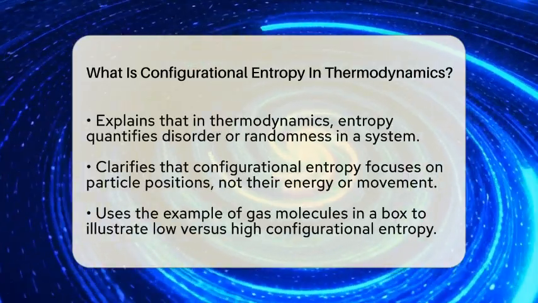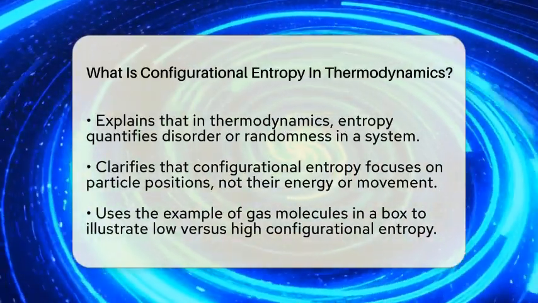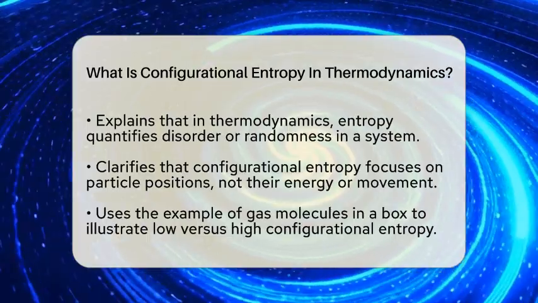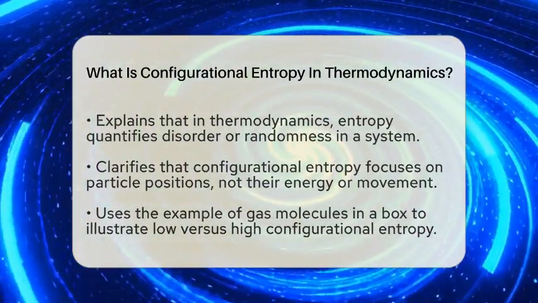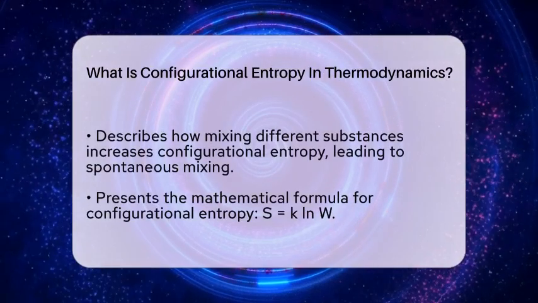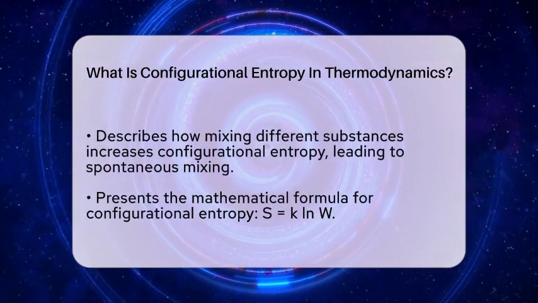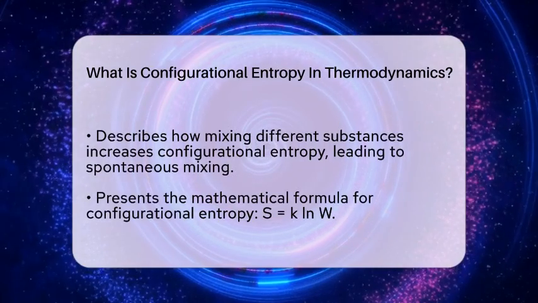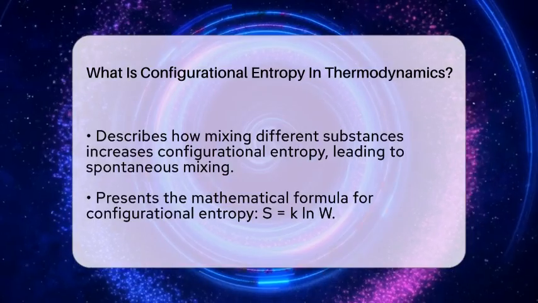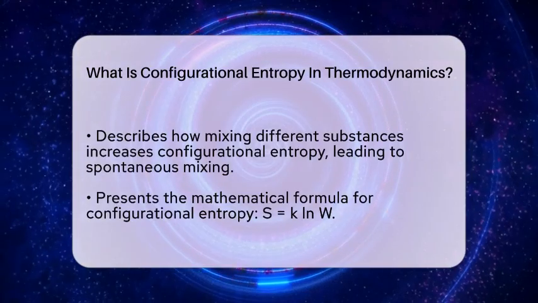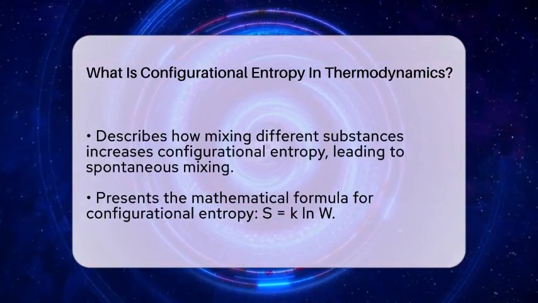When two different substances mix, the configurational entropy jumps. This is because the particles from each substance can be arranged in many more ways once combined. This increase in disorder is a key reason why mixing often happens spontaneously. The system becomes more probable and more disordered, which aligns with the idea that nature favors states with higher entropy.